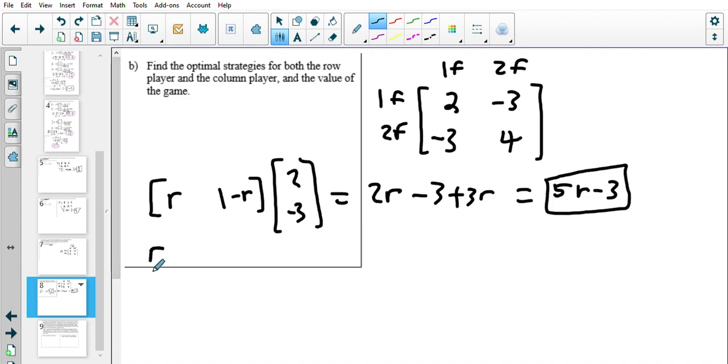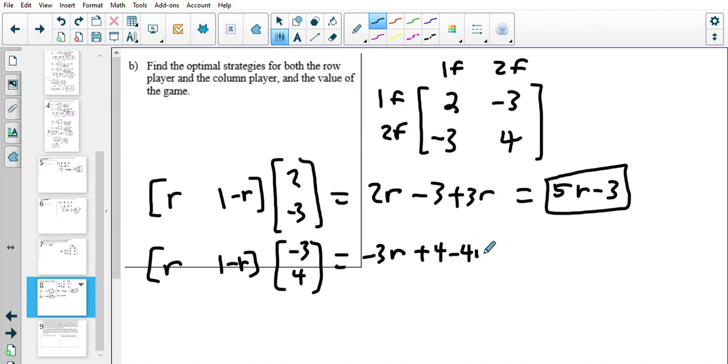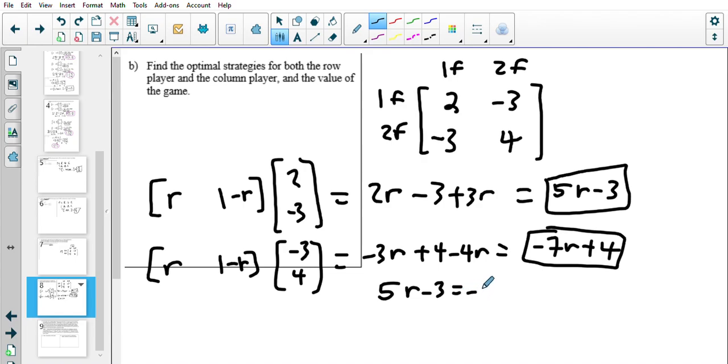And then if we play against the second column, -3, 4, that gives us R times -3 is -3R. 1 minus R times 4 is 4 minus 4R, or -7R plus 4. So we'll go ahead and set those equal to each other. 5R minus 3 equals -7R plus 4.